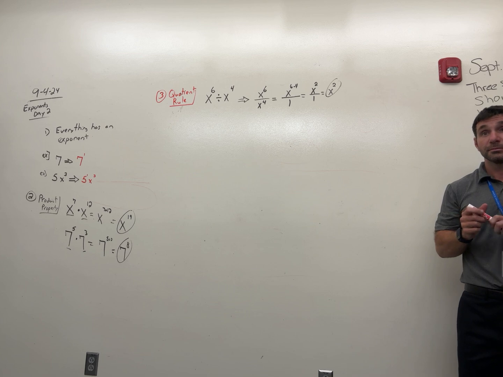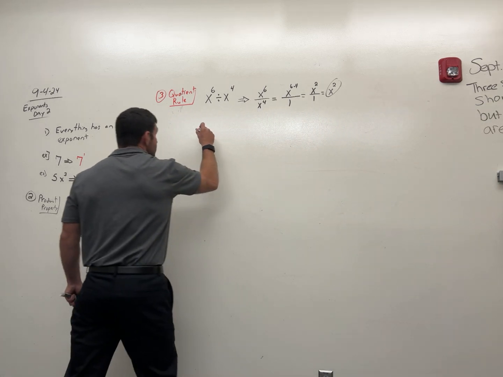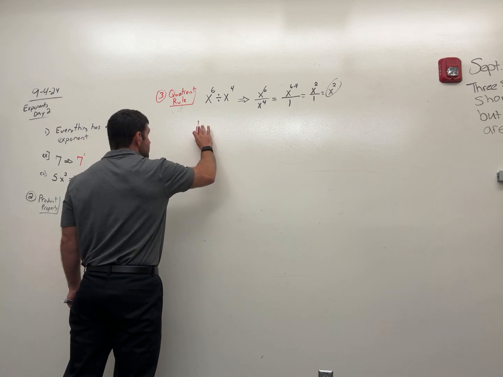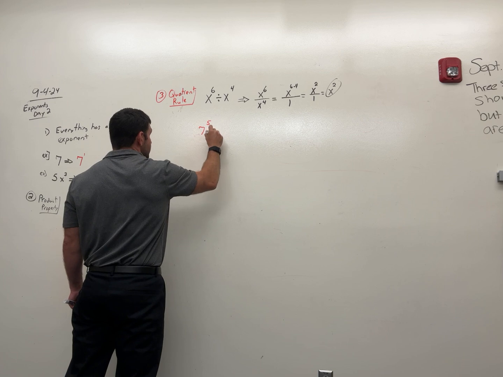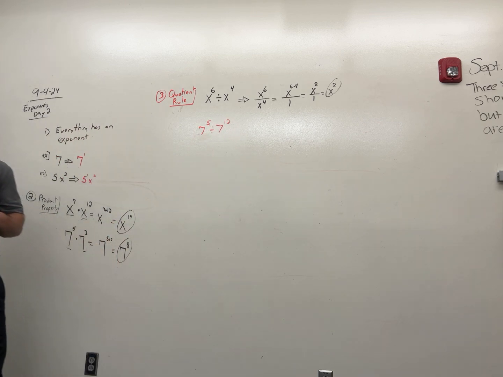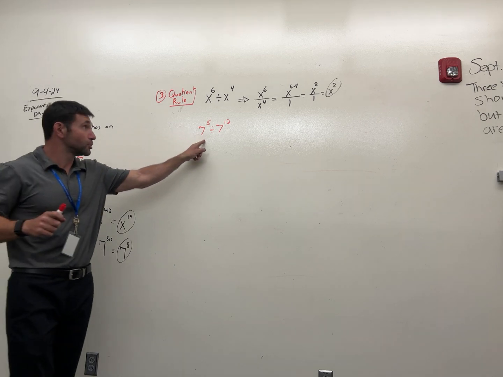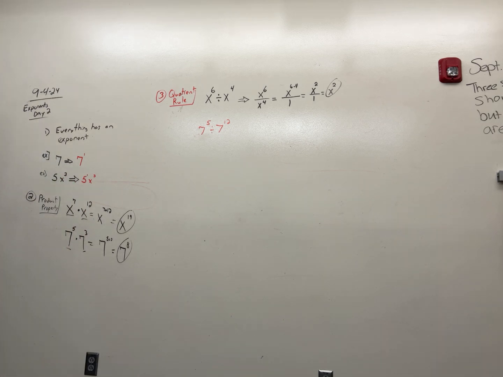Can we do another one? I think we should, right? Let's go. 7 to the 5th divided by 7 to the 12th. Here's what I want you to do first. Before I help you, I want you to rewrite this as a fraction. So do that on your own. Rewrite it as a fraction.